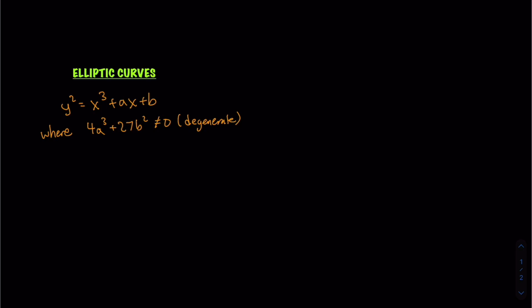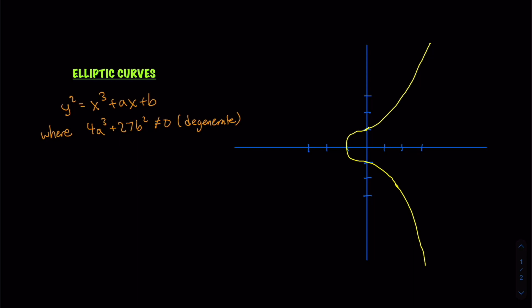Now I'm going to go ahead and draw what an elliptic curve looks like if we plotted it on a graph. It's going to look something like this. Obviously, different values of a and b will make the curve look slightly different, but they take this general shape. Now, I want you to focus on the fact that no matter which a and b value I choose, I end up with something that is symmetric over the x-axis.